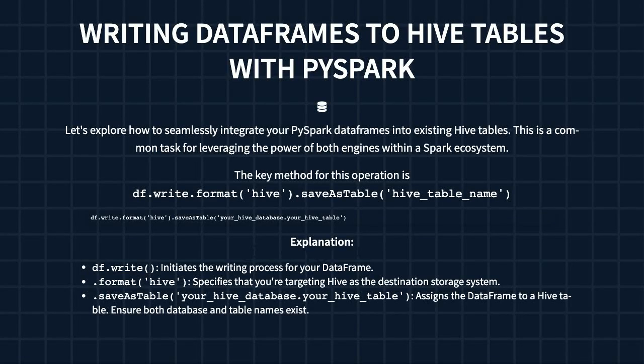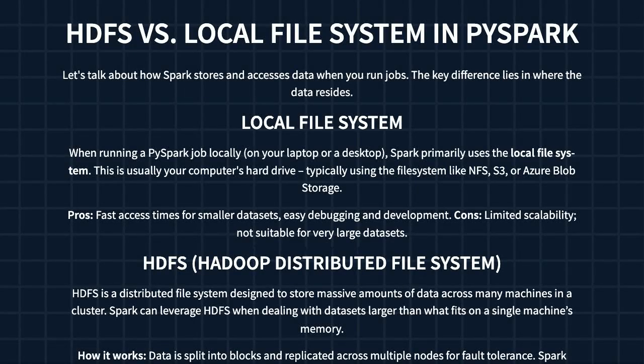Okay, so let's talk about writing your PySpark DataFrames directly into Hive tables. It's surprisingly straightforward. You use the df.write method but with a specific format set to Hive. Then, you simply call saveAsTable, passing in the fully qualified name of the Hive table, including both the database and the table itself. This is incredibly useful when you want to integrate your Spark processing with existing Hive workflows and queries. Don't forget that the target database and table must already exist within Hive, so make sure they're set up before running this command.